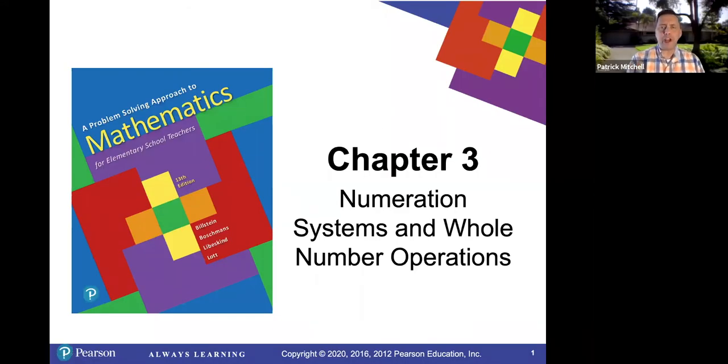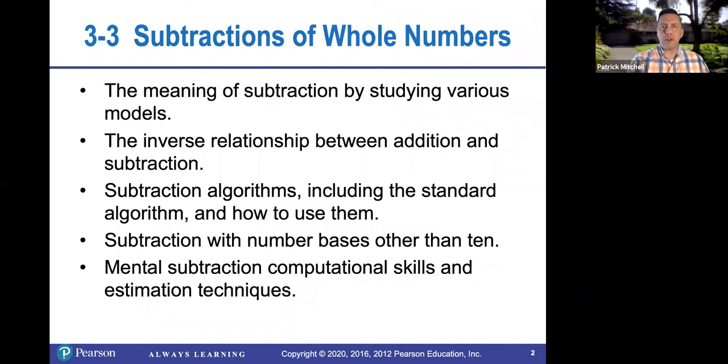We're continuing Chapter 3 on numeration systems and whole number operations. And today we're going to be looking at Section 3.3 on subtraction of whole numbers. We'll look at the meaning of subtraction by studying various models, the inverse relationship between addition and subtraction, algorithms, including the standard algorithm and how to use them, subtraction with number bases other than 10, and finally, mental subtraction computational skills and estimation techniques.